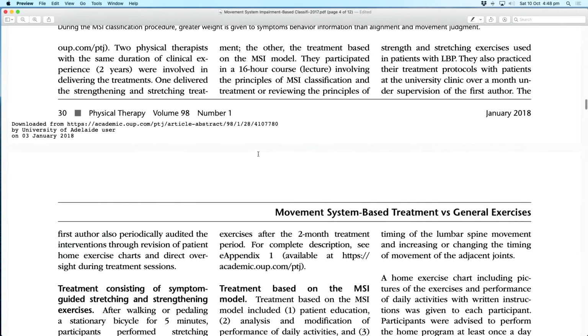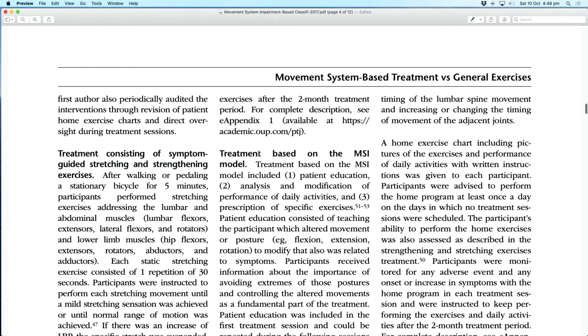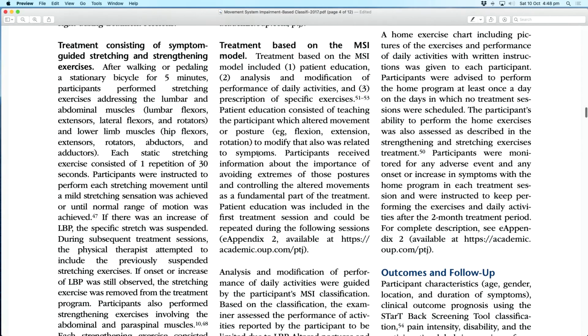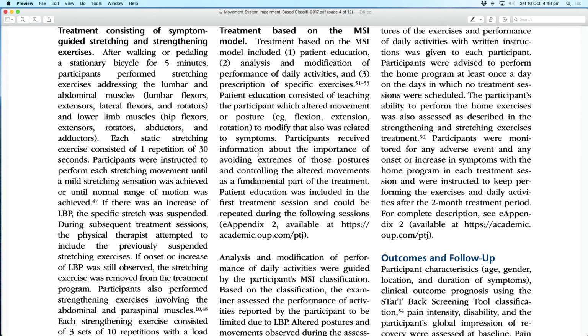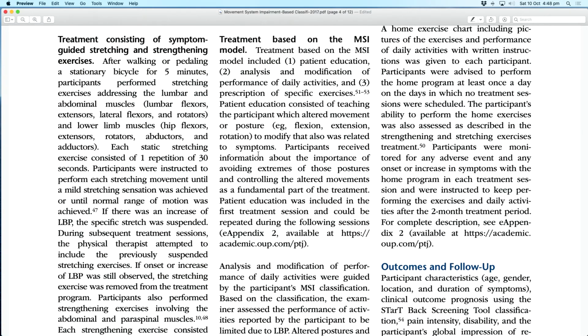And then the treatment group got basically exercises targeting those impairments that were identified. So they got exercises to correct their flexibility imbalances, their movement control imbalances, their asymmetries, etc. And the other group, the general exercise group, got symptom-guided stretching and strengthening exercise. So everyone in the group got the same program.